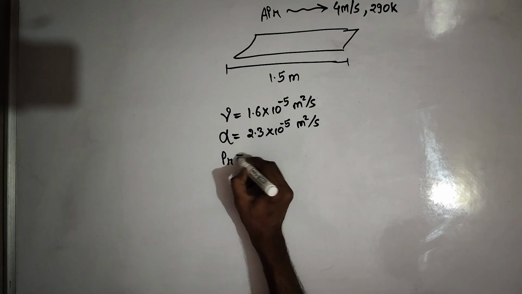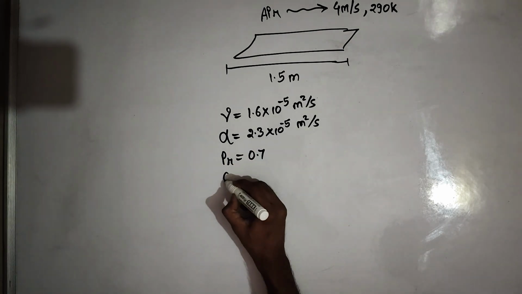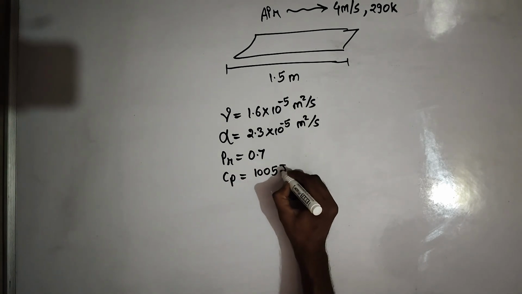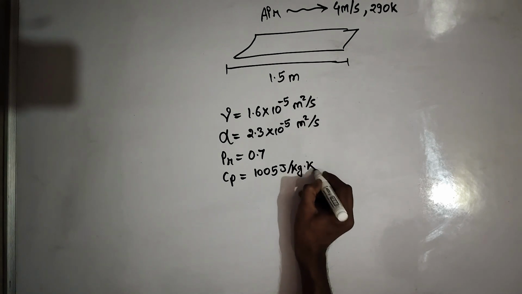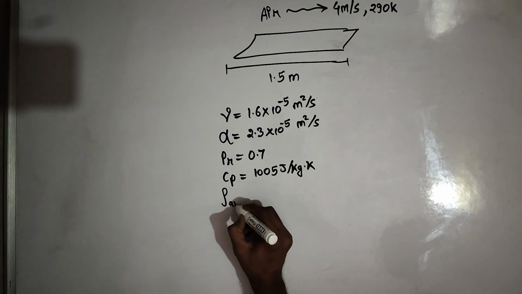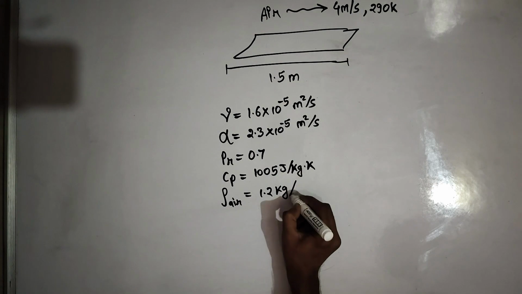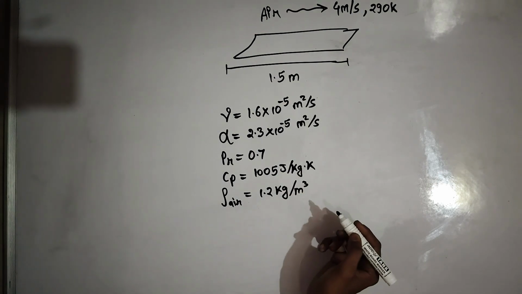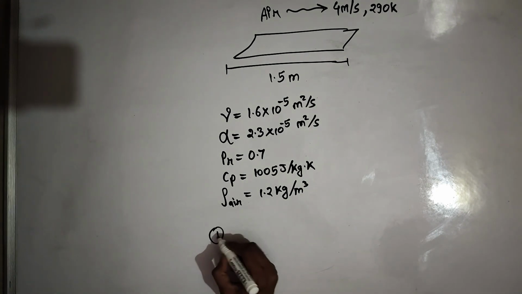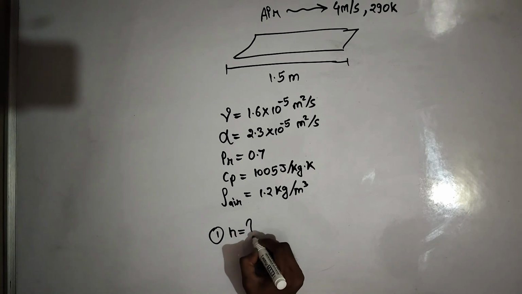Prandtl number is also given there, 0.7, and heat capacity is 1005 joule per kg Kelvin, and air density is given, which is 1.2 kg per meter cube. And we have to find the heat transfer coefficient, which is h.